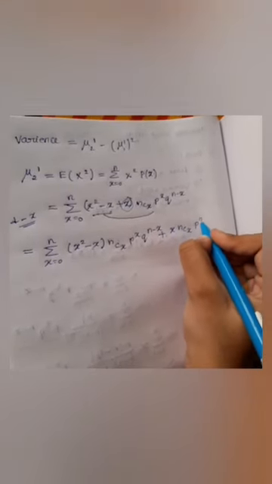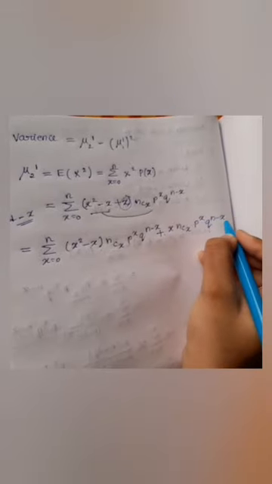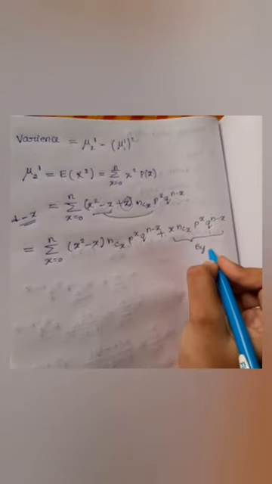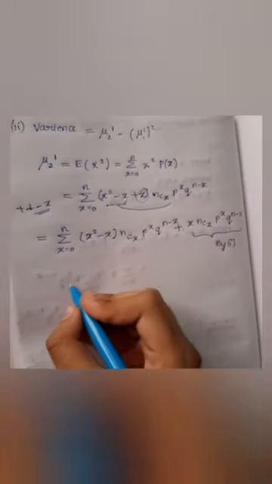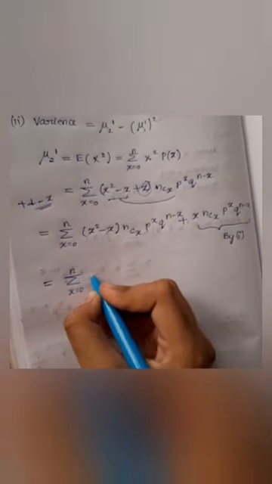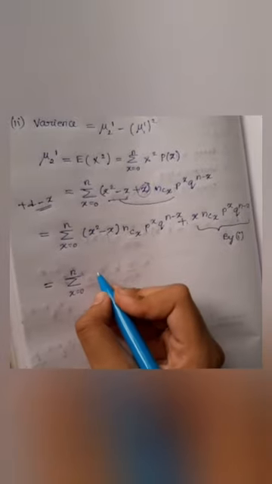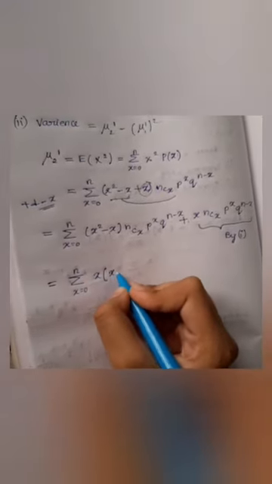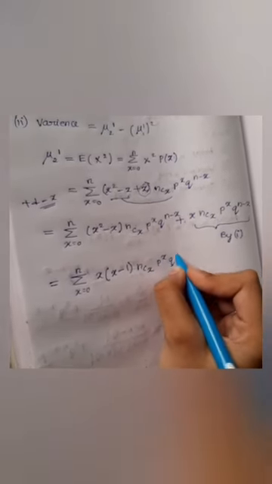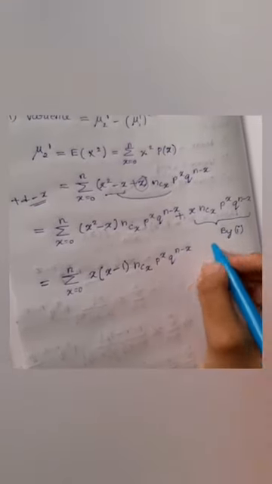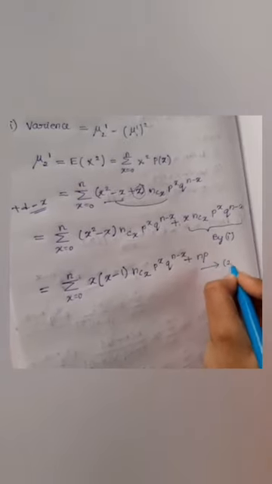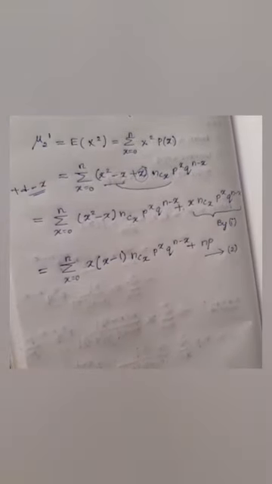So here x ncx p power x q power n minus x becomes np by 1. The first subdivision becomes np. So we have only summation x is equal to 0 to n. We are taking x as common, so that x into x minus 1, then ncx p power x q power n minus x, plus np. We are taking this as equation number 2.